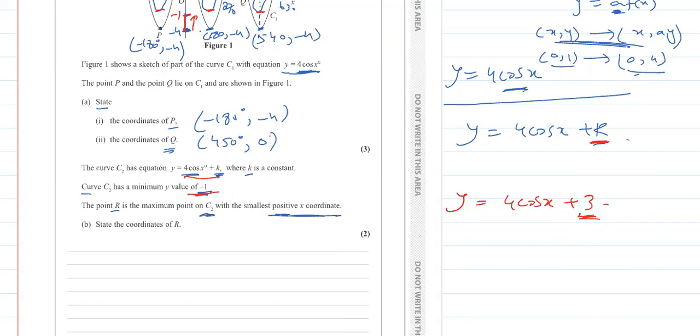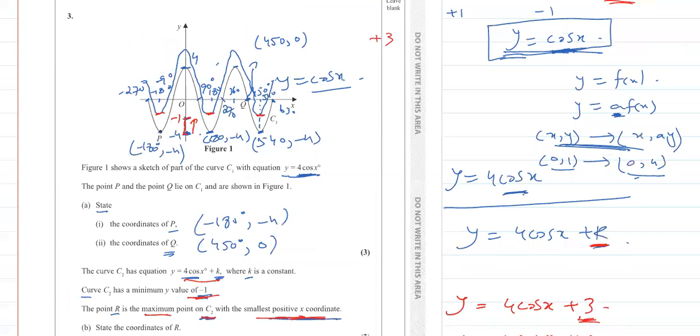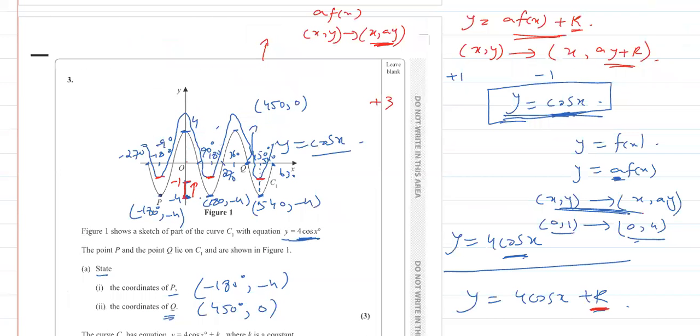After that, what we have to do now is find R. About R, it is said that R is the maximum point on C2 with the smallest positive x coordinate. Now where are the maximum points on C2? On the positive side, we have this. This is the maximum point with the smallest positive value of x. Because you can see obviously at 180 it is a minimum, so where is it at 360? At 360 it is.